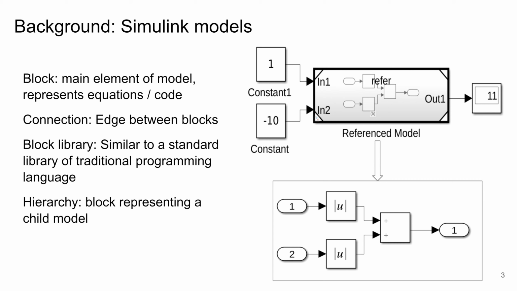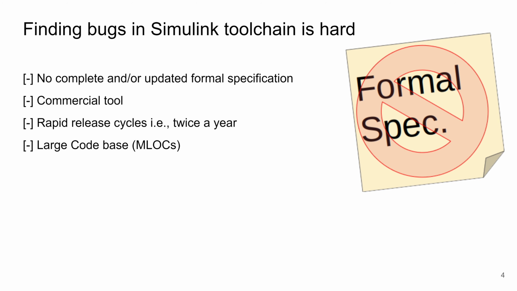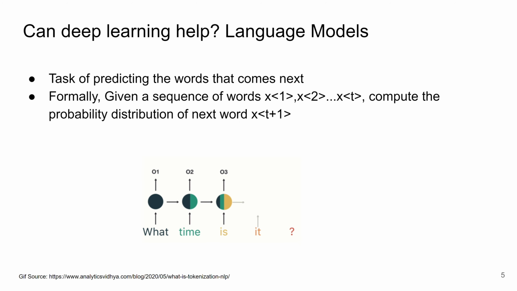Coming back, finding bugs in Simulink is hard, as its code base contains millions of lines of code, and it does not have a complete publicly available formal specification, which can be partly attributed to its commercial nature. First, we explore if we can use deep learning approaches to automatically learn the language features and generate Simulink models.